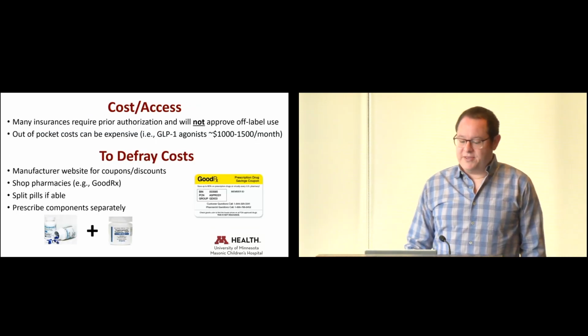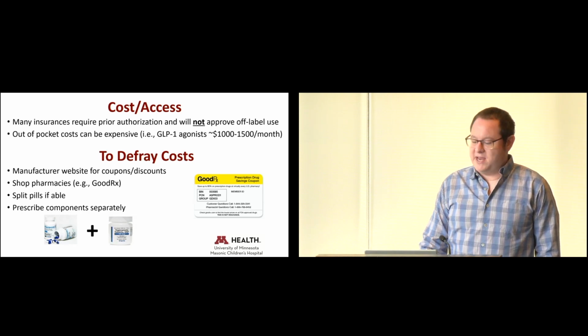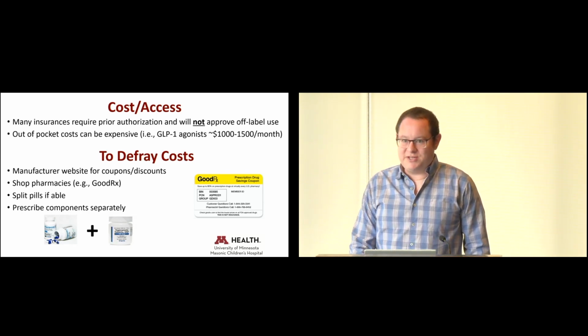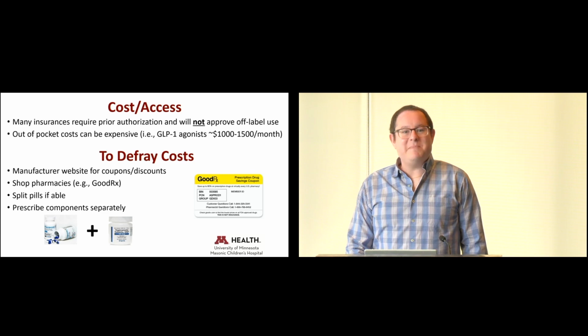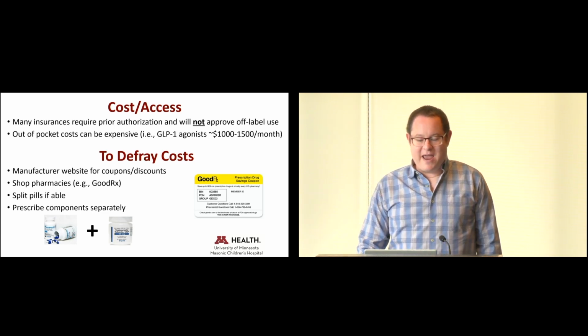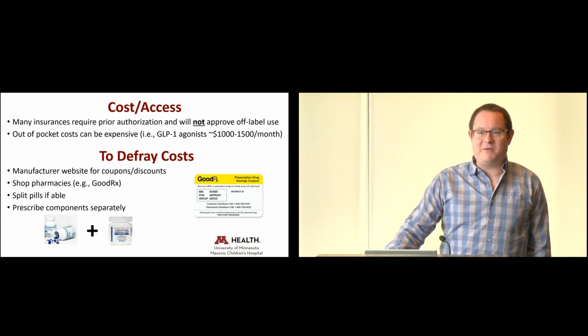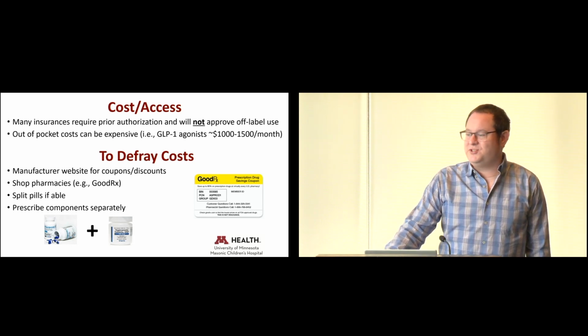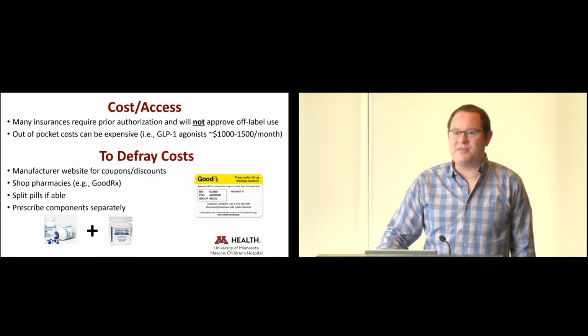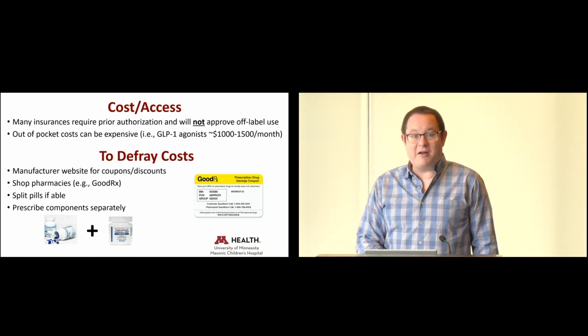Now, one thing that I think is very important is that many insurances require prior authorizations for a lot of these medications, and many will not approve off-label use of medications. And many of these can be very, very expensive. These GLP-1 agonists, for example, are around $1,000 or $1,500 a month out of pocket.